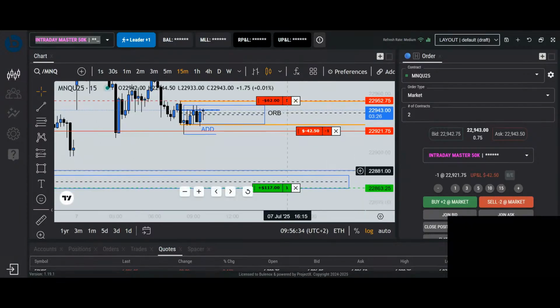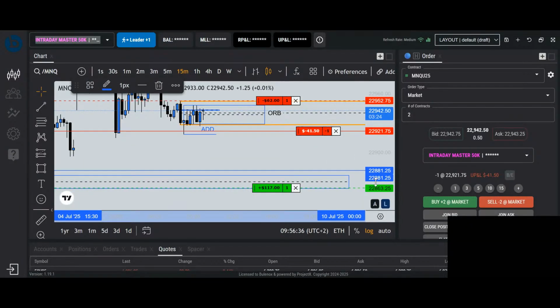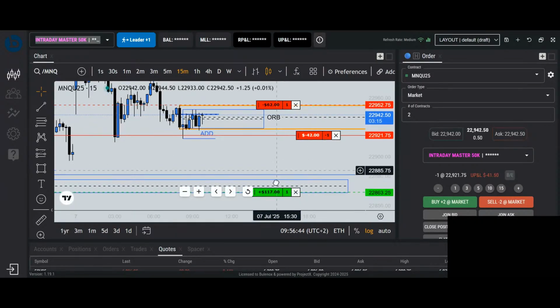I would take first TP definitely at 22,881 and full TP maybe at the center or at the middle of this 15-minute fair value gap.